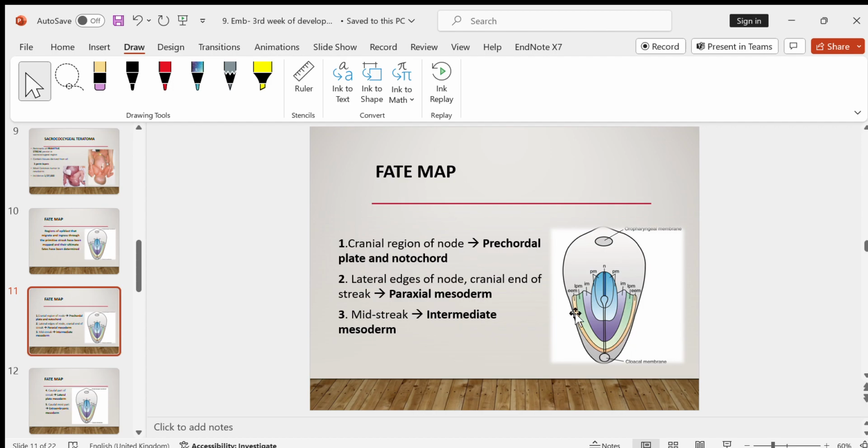So the fate map is such that the epiblast cells that migrate from the node and the subsequent structures of the primitive streak will be mapped, and they will form the various structures, which are the notochord, the paraxial mesoderm, the intermediate mesoderm, the lateral plate mesoderm, and the extraembryonic mesoderm. This is the fate map.